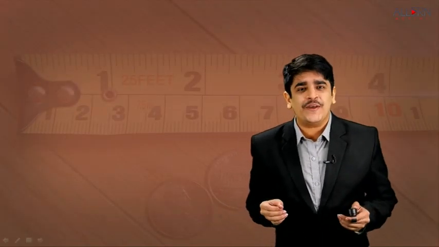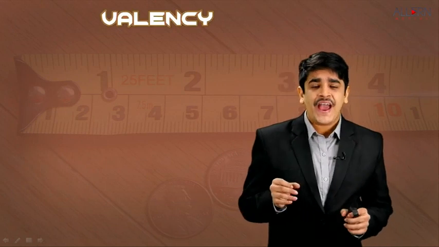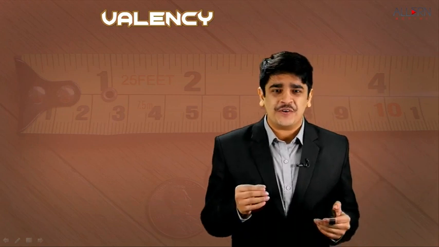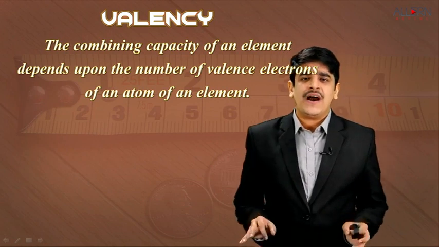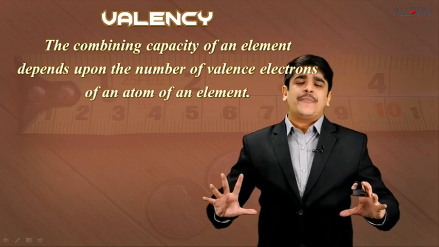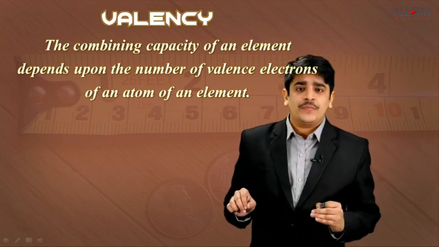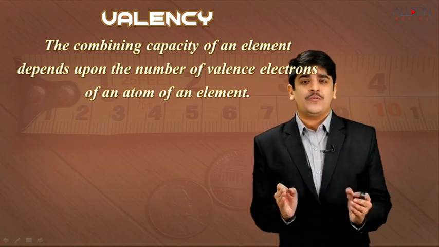Now the concept that we are going to do in this particular module is called valency. And the first thing that we need to do is understand the definition of the term valency. Let's have a look. Valency is nothing but the combining capacity of an element. And what does this combining capacity depend upon? It depends upon the number of valence electrons which are present in an atom of the element.